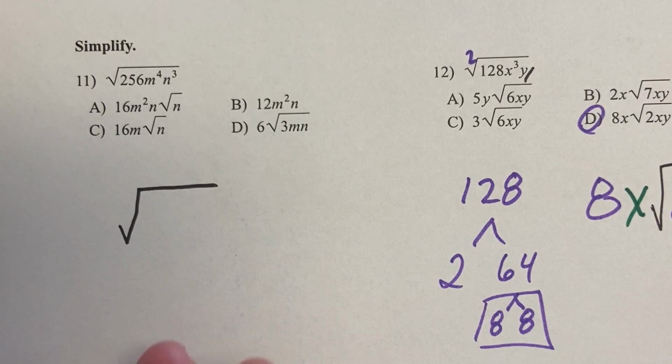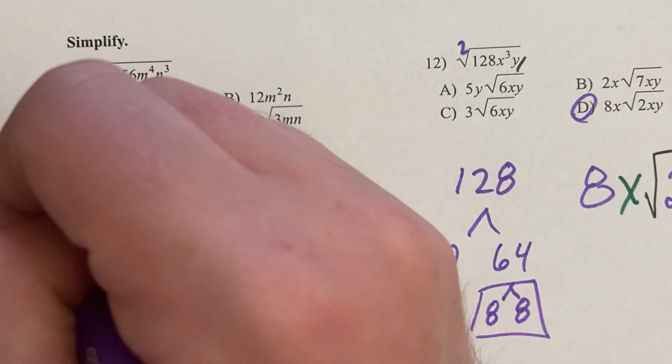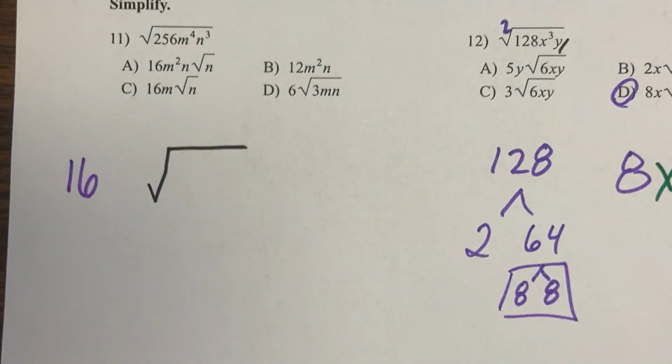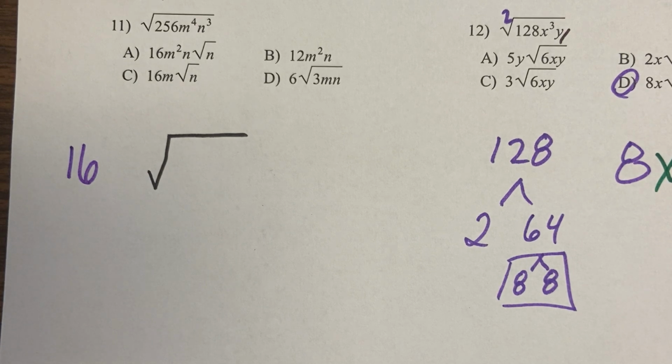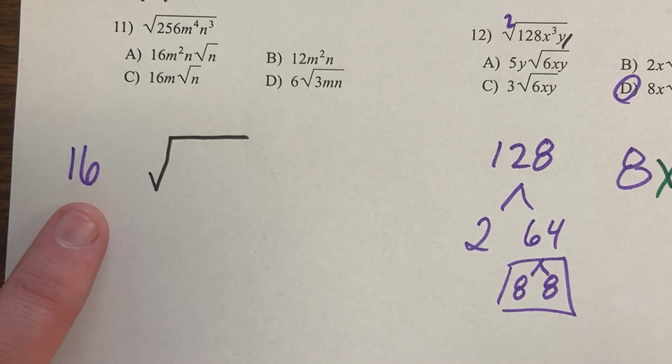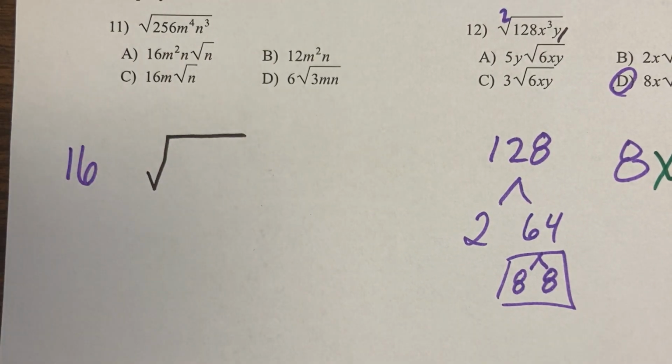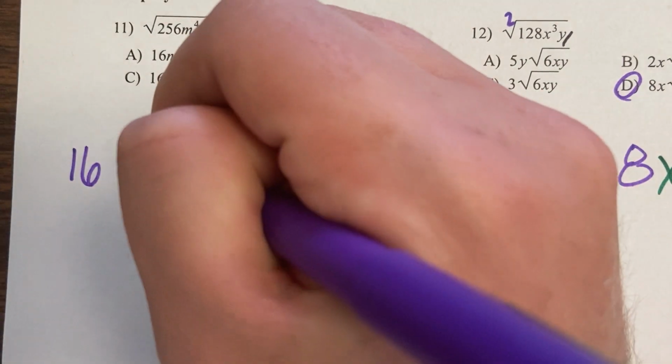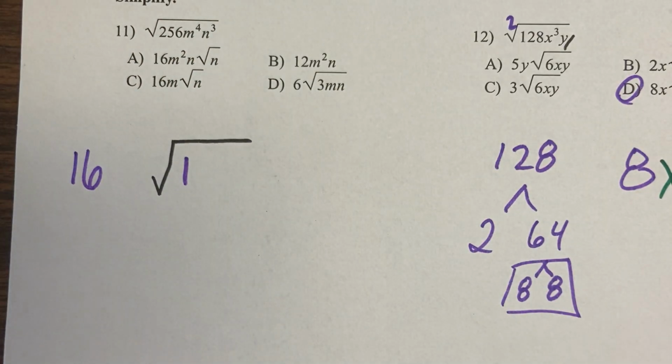Since it is a perfect square, there's not going to be a number in the house, right? The square root of 256 is a perfect 16. More simply put, the square root of 25 is 5. It's not 5 root 5. It is literally the number 16. If you want to think about it, we can put a 1 in there, but we don't have to do that.